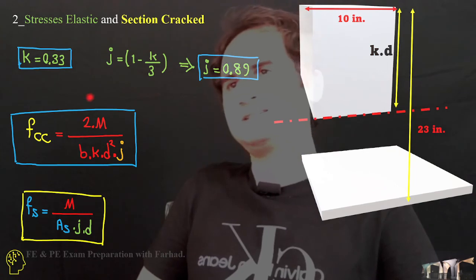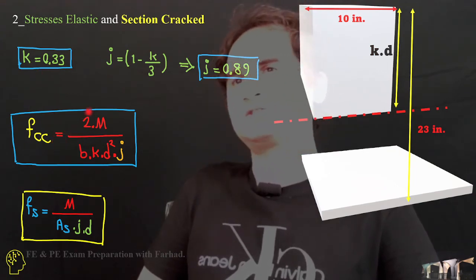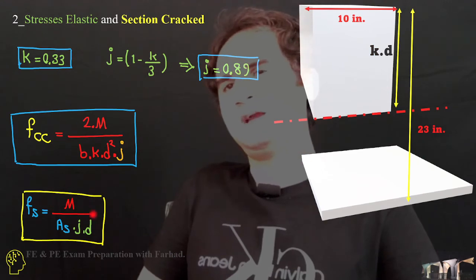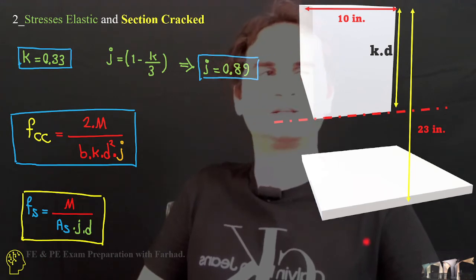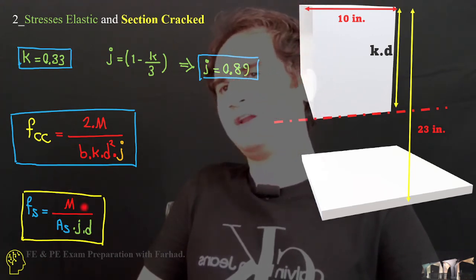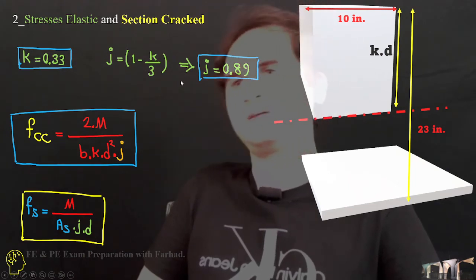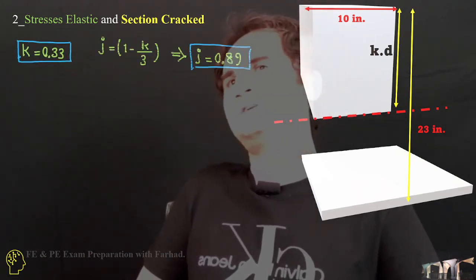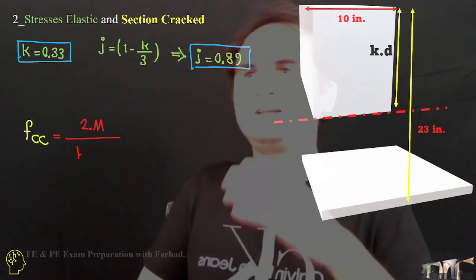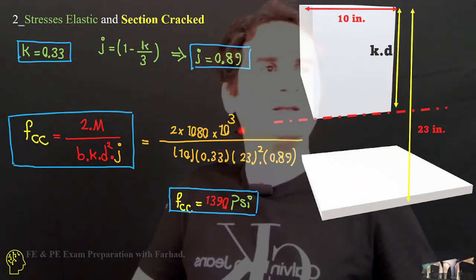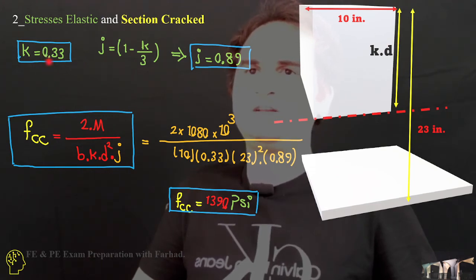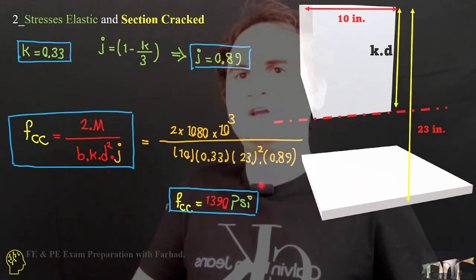So then fcc, the compressive stress in concrete, is 2 times the available moment over b k d squared times j, and fs, the tensile stress in steel, is just the moment over As times j times d. If you replace the numeric values of k and j, which we just calculated, in the equation, you already know what the moment is. That's 2 times 1080 times 10 cubed over b, which is 10, k, which is 0.33, d squared, which is 23 squared, times j, which is 0.89.